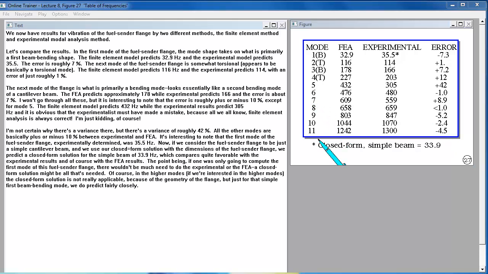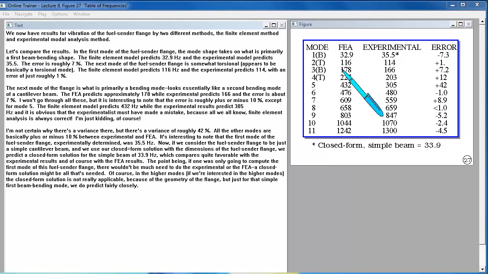It's interesting to note that the first mode of the fuel sender flange experimentally determined was 35.5 Hertz. Now, if we consider the fuel sender flange to be just a simple cantilever beam, and we use our closed form solution with the dimensions of the fuel sender flange, we predict a closed form solution for the simple beam of 33.9 Hertz, which compares quite favorably with the experimental results and, of course, with the FEA results. Point being, if one was only going to compute the first mode of this fuel sender flange, there wouldn't be much need to do the experimental or the FEA. A simple closed form solution might be all that's needed.